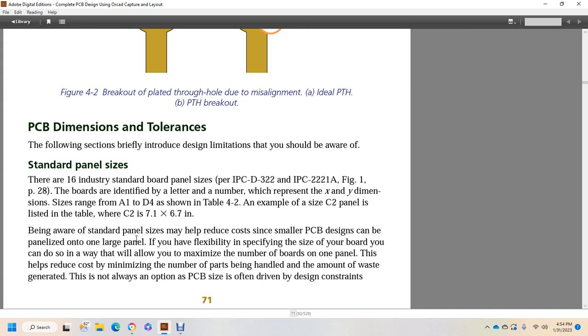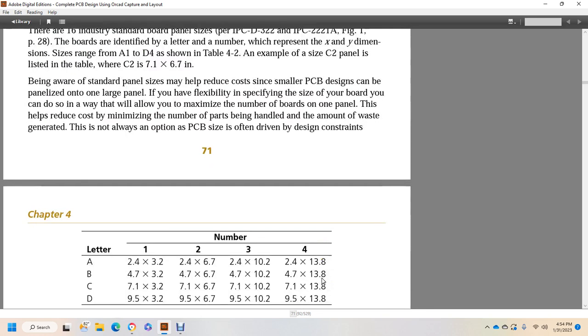Be aware that using a standard panel size may help to reduce cost. If the PCB is smaller, the design can be panelized onto one larger panel. If you have flexibility in specifying the size of the board, you can do it in a way that allows you to maximize the number of boards on the panel. This helps to reduce cost, and minimizes the number of parts being handled and the amount of waste generated. It is not always an option. The PCB size is often driven by a design constraint.